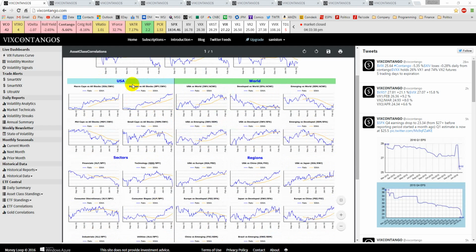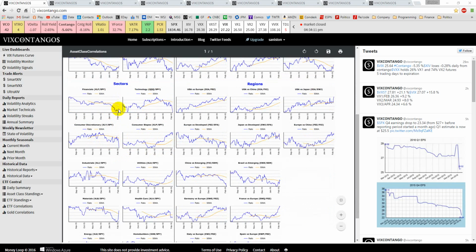On the left-hand side here, we have correlations within United States related asset classes. So we have here macro caps, the Dow Jones versus the all stock index, big caps versus the all stock index, mid caps versus the all stocks, and then small caps versus the all stock index. In this case, you can see where money is flowing. Money is going into the Dow Jones and into the big caps, and it's going away from the mid caps and the small caps.